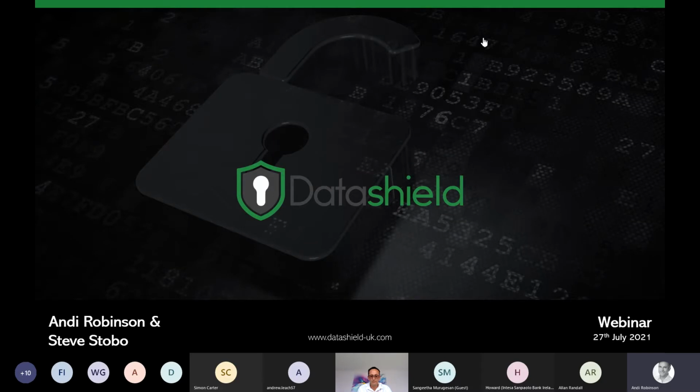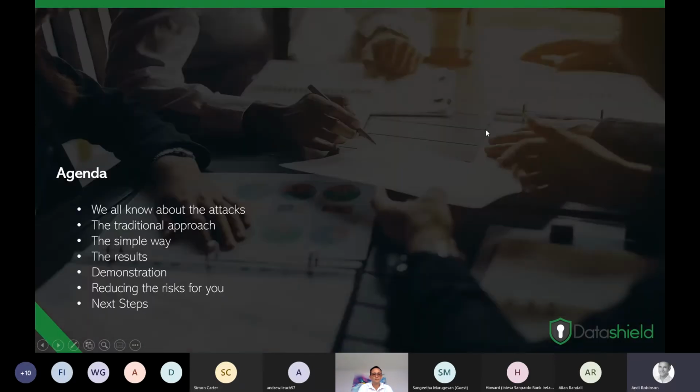The agenda we will go through today: we all know about the attacks on third parties, and we'll talk about that. We'll talk about the traditional approaches that we've all been using, which are very time consuming and not 100% accurate. Then the simple way to do this and the results that we can get, and we'll walk you through a demonstration, which Steve will go through. We'll talk about how we can reduce those risks for you, and then talk about next steps should you wish to take this further. So Steve, without further ado, I'll pass it over to you.